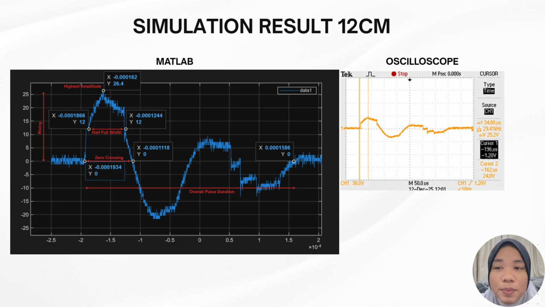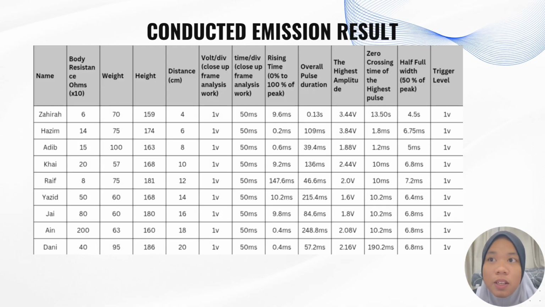In the conducted emission result, Zahira had low resistance, 16 ohm, and produced a stronger signal of 3.44 volt, while Iron had higher resistance, 2 kilo ohm, with a weaker 2.08 volt signal. This shows that lower body resistance allows more current flow, resulting in higher amplitude and stronger conducted emission.